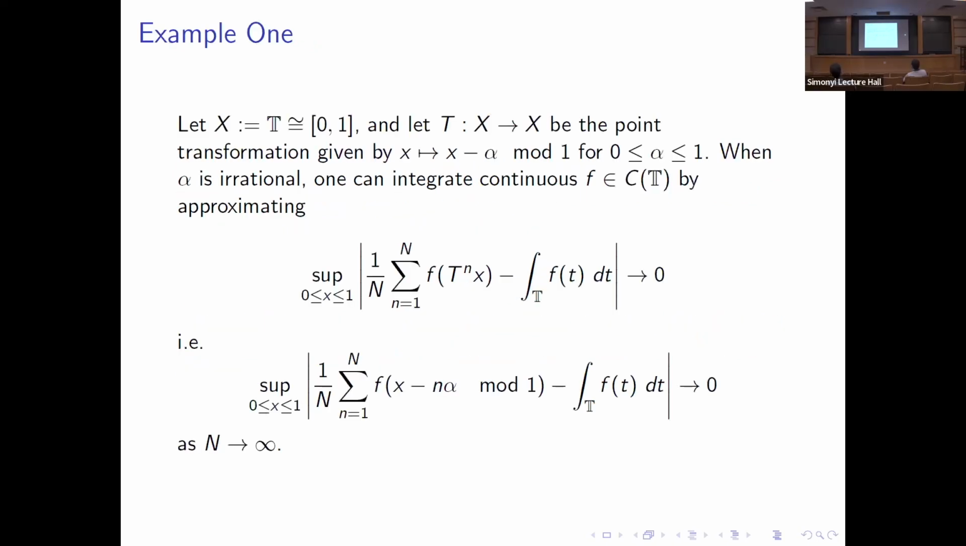The first example is familiar to anyone who's done Fourier analysis. It says that if you're on the torus, and your transformation is just an irrational rotation, then you can integrate continuous functions by approximating the spatial average by these Cesàro sums, where in this particular case, T^n x is just x minus n alpha mod 1.